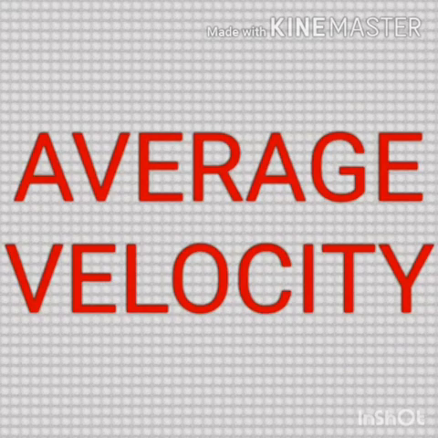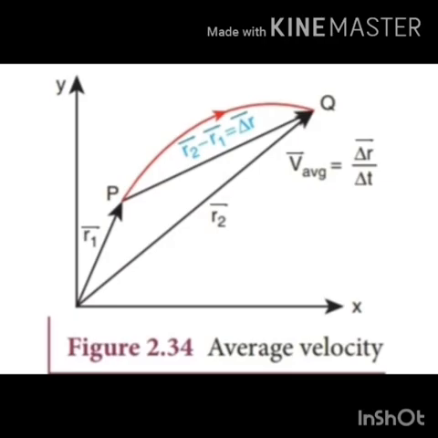The next one, average velocity. Consider a particle located initially at a point P. At point P, the position vector is r1 vector. In a time interval del t, the particle moves to the point Q. At point Q, the position vector is r2 vector.